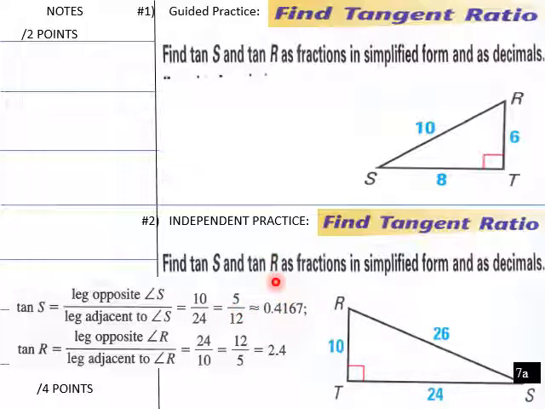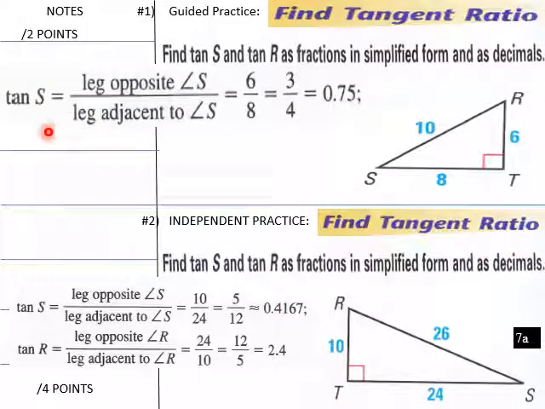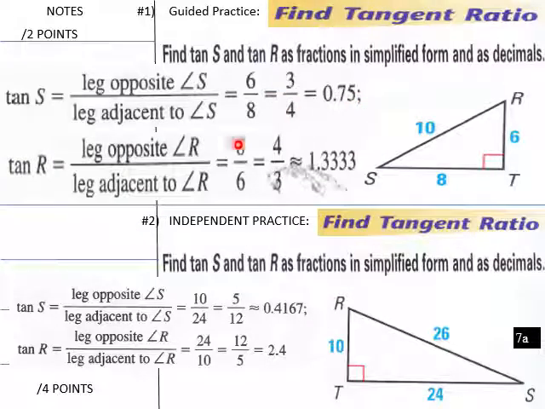And then for number 1, here is your solution for tan S. It would be 0.75. See, tan S would be here, so opposite over adjacent, 6 over 8. And then tan R would be opposite over adjacent here, 8 over 6. So it'll be 1.333.